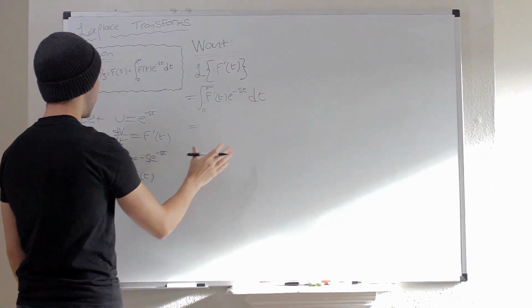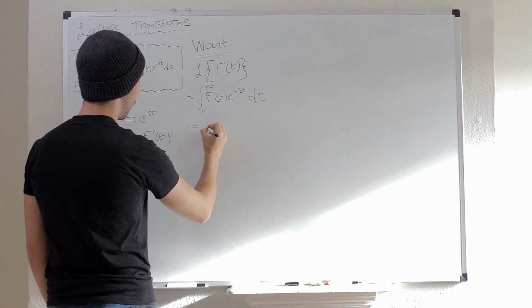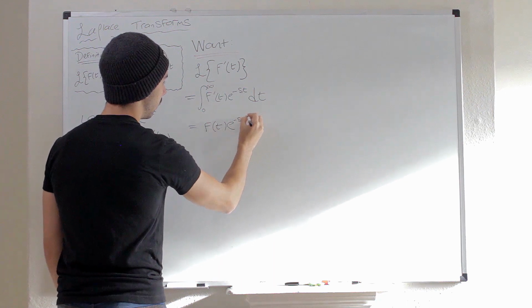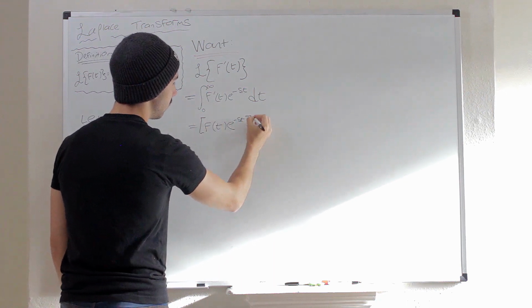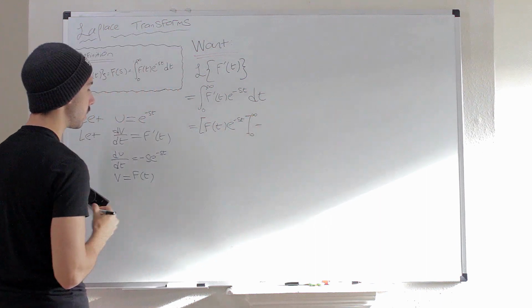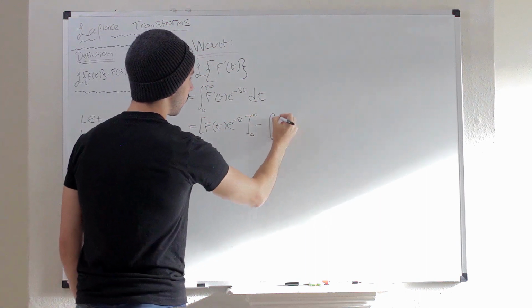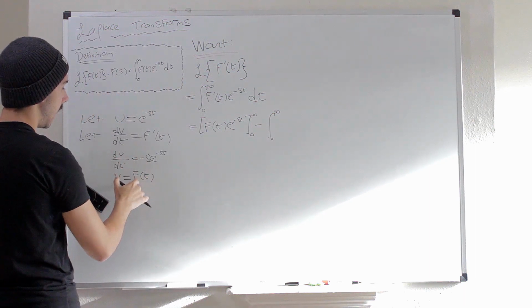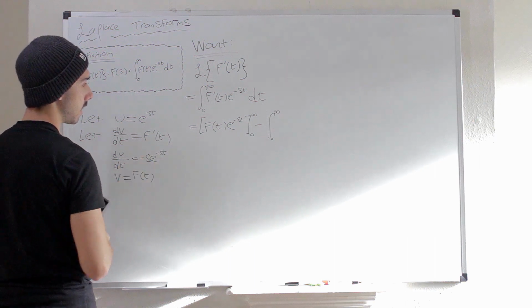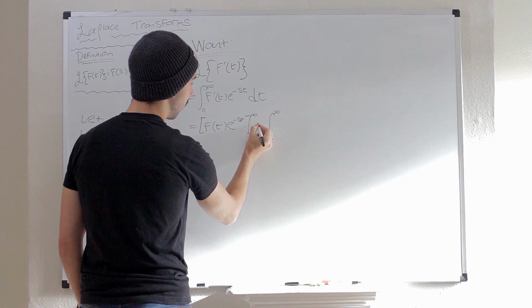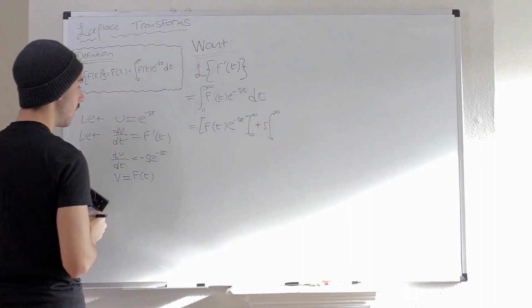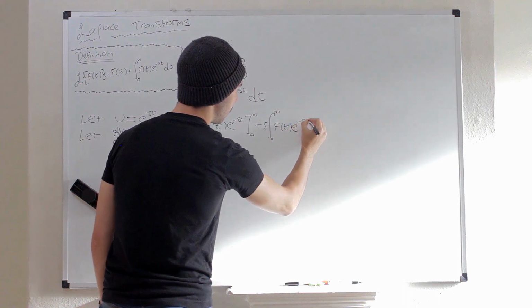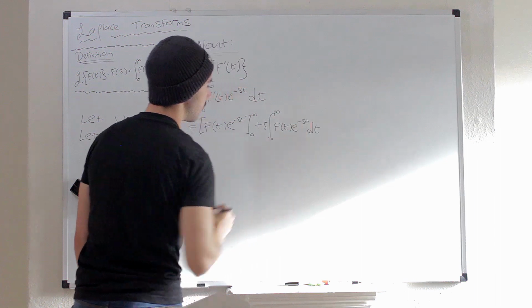Plugging it all back in then, you've got u times v, so f of t times e to the negative st, from 0 to infinity, minus the integral from 0 to infinity of the other two. So this is going to be f of t times minus s e to the minus st. The minus s, I'm going to bring out the front and make that a plus s there. And then I've just got f of t times e to the minus st dt, just like that.